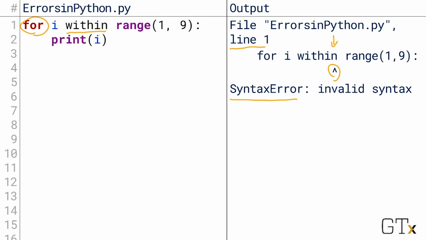The problem is that within isn't a word that Python recognizes. Instead, Python recognizes the word in. So we replace the word within with the word in, and we would run it again.